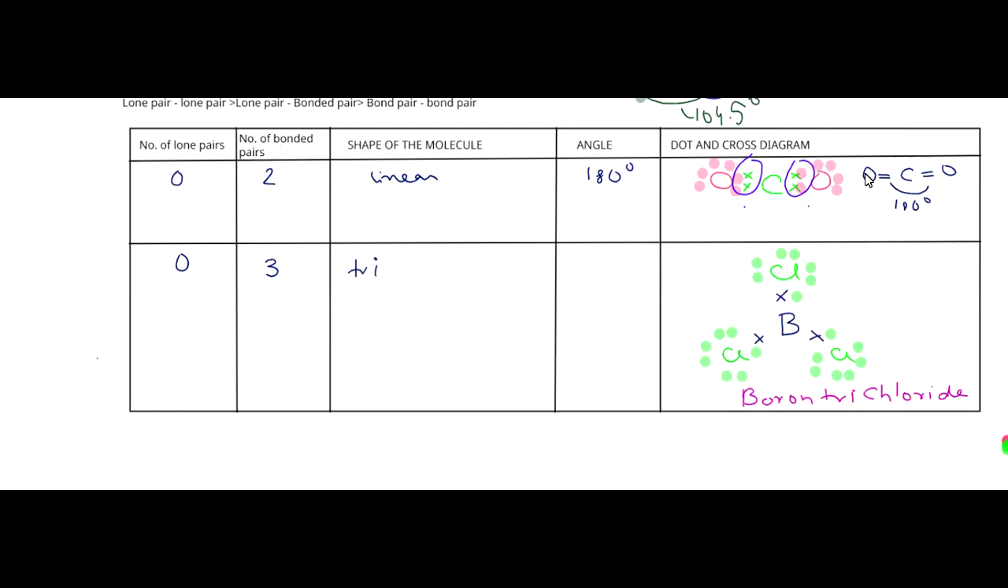Trigonal why? Because obviously you can see it's in a triangular shape. And planar, why do we say planar? We say planar because all of them are in one plane. You can see even if I draw the molecule for you in terms of the bonds, the bonds are going to be like this.